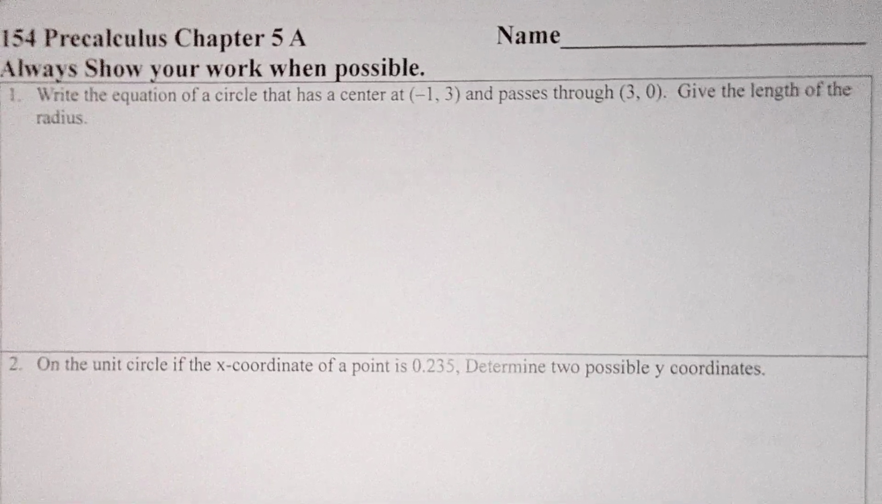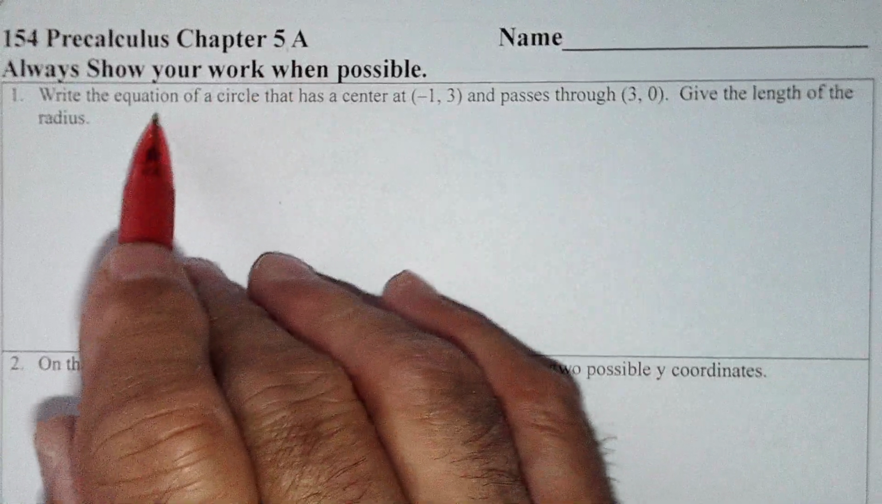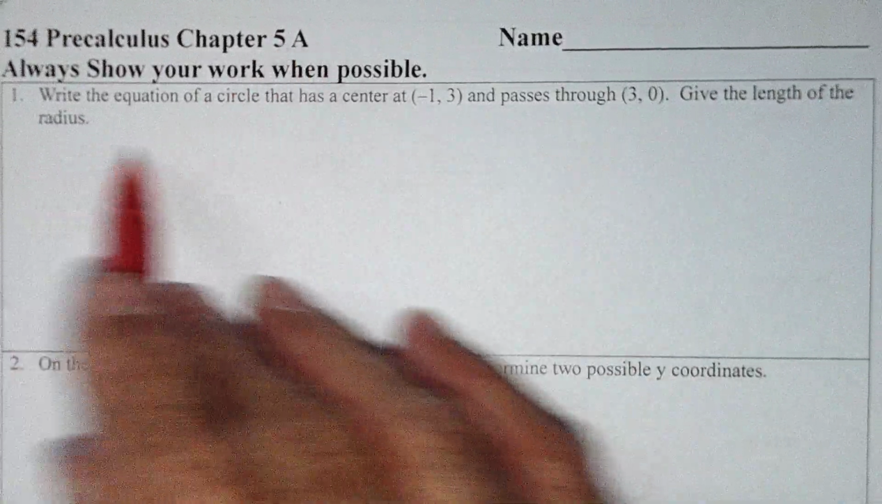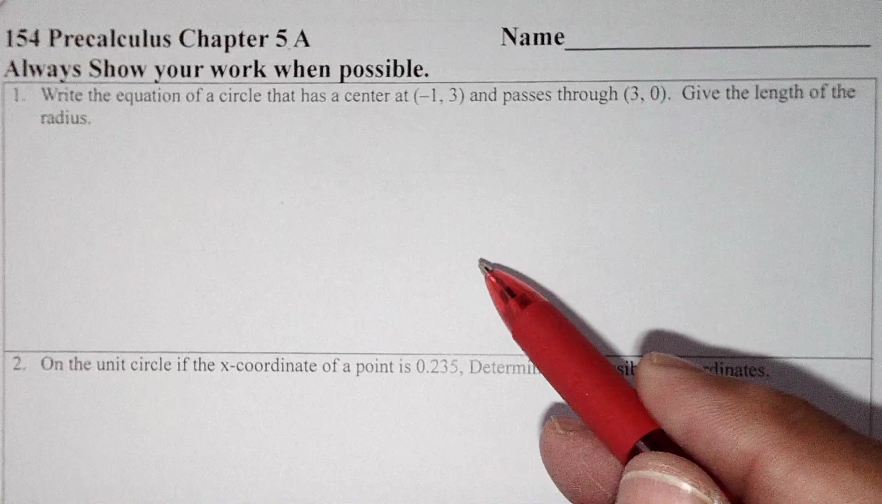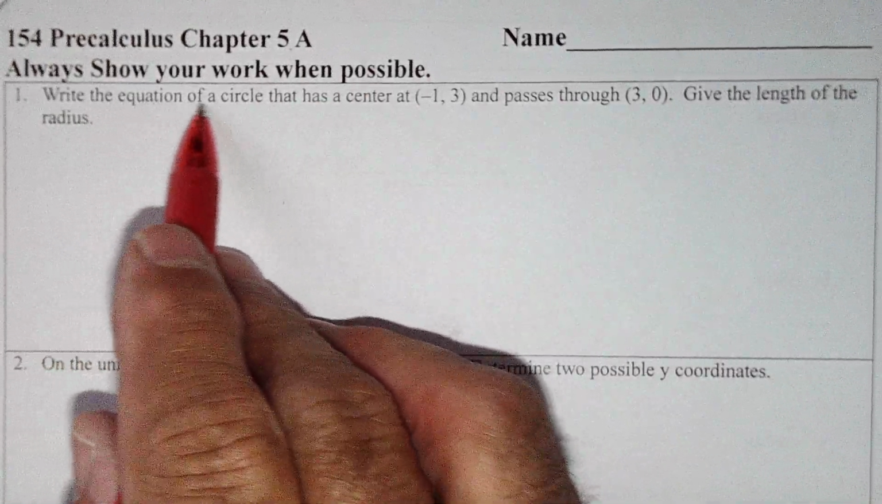Okay, let's go over the chapter 5 test. This is Form A. This is one we took in class today, or Thursday. So it says, write the equation of a circle.